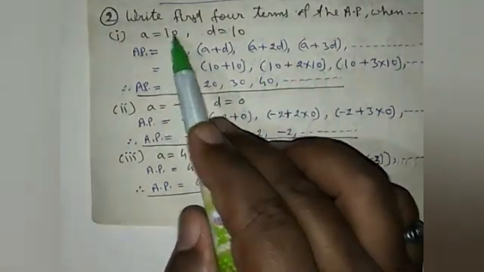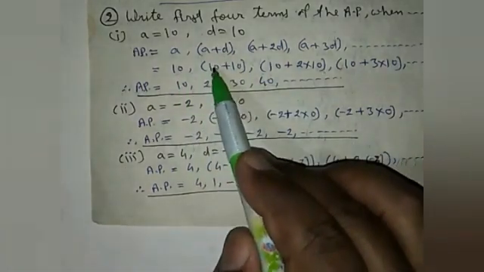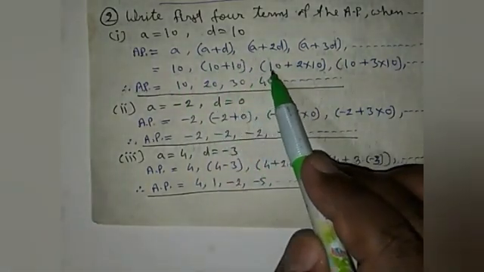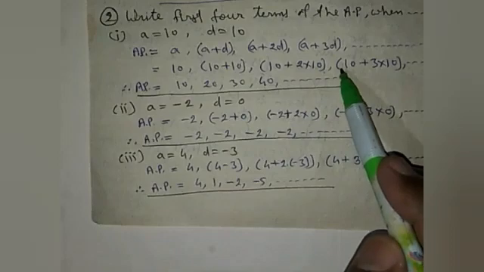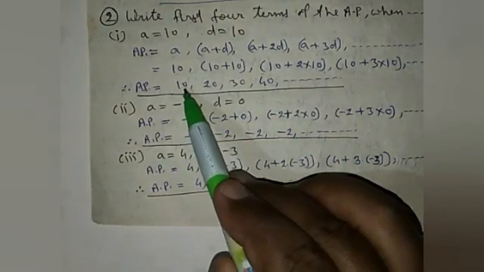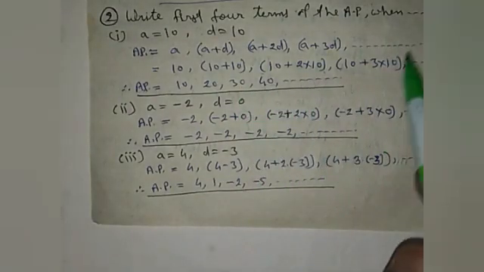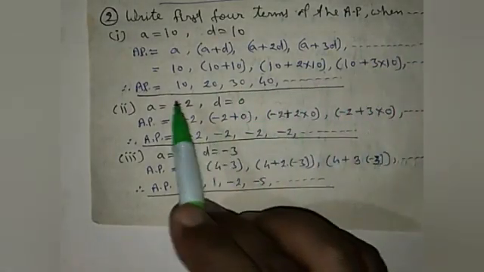So here A is 10 and D is 10. So the first term is 10, then next will be 10 plus 10, then again 10 plus 2 into 10, then 10 plus 3 into 10. So on adding, it will be 10, 20, 30, 40 and so on. Here you have to write only 4 terms. So it is the answer.